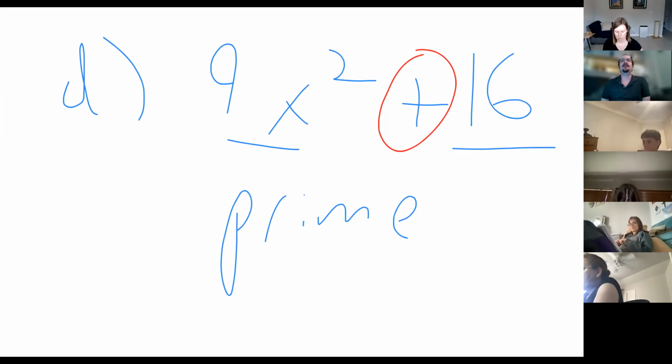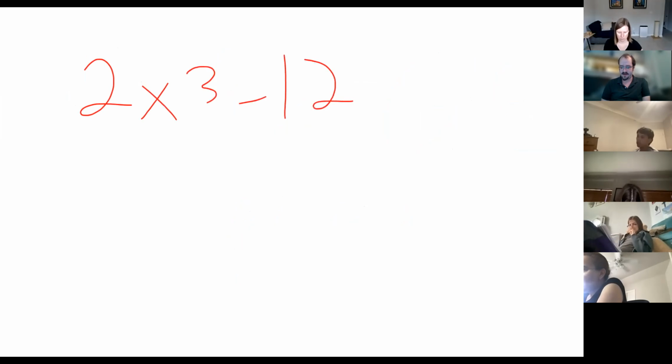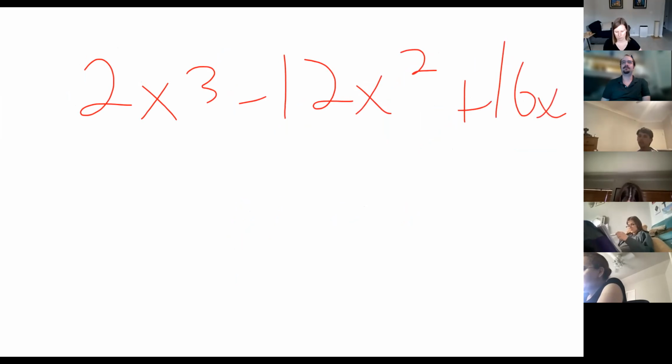A, D, and what did I say? E, is that what the other one was? A, B, C, D, E. I think yes. E: 2x to the third minus 12x squared plus 16x. Here you have your GCF, which is 2x.